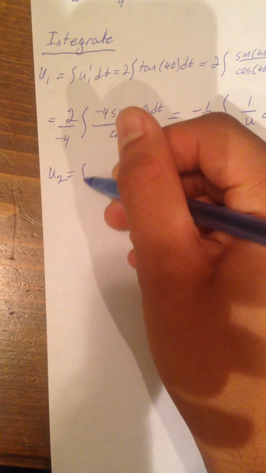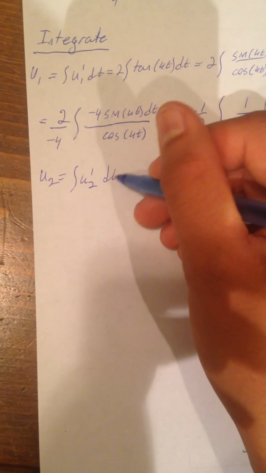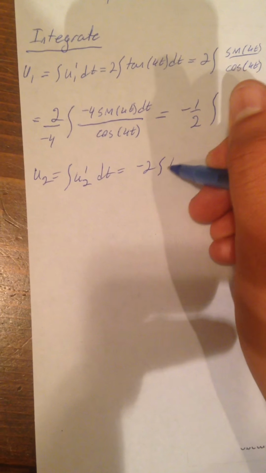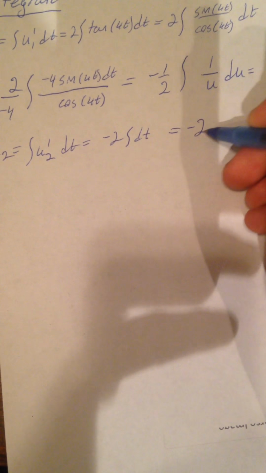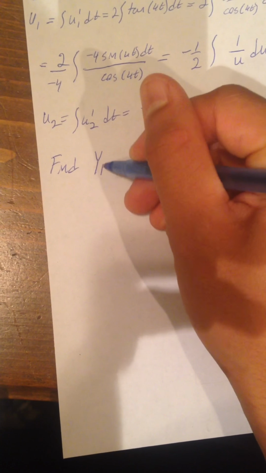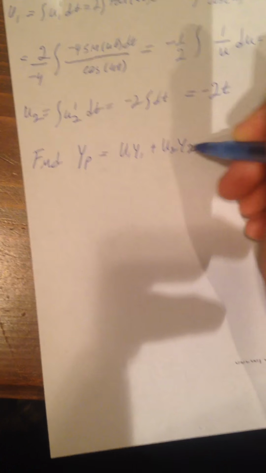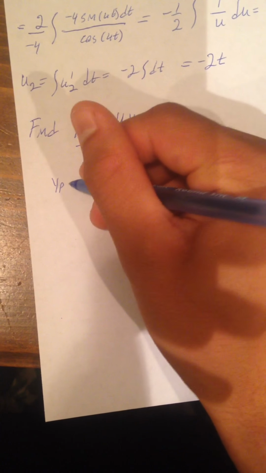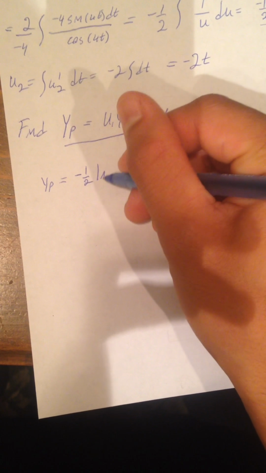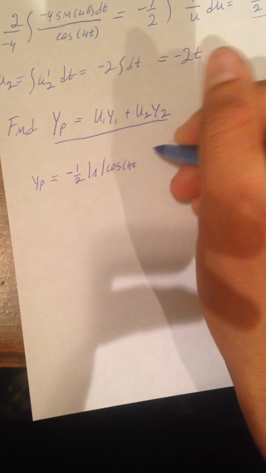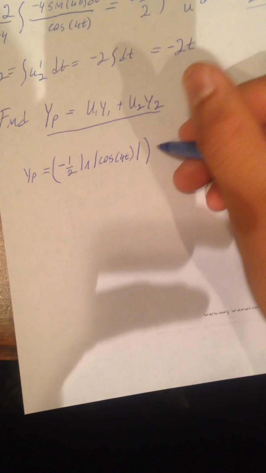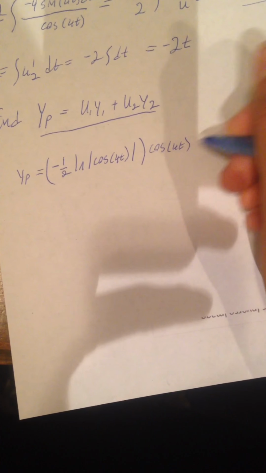Your u2 is going to equal the integral of u2 prime dt, which is going to equal negative 2 integral of dt. It's going to equal negative 2t. So now you want to find y sub p, which is u1 y1 plus u2 y2. So your y sub p is going to equal negative 1/2 ln cosine 4t times cosine of 4t plus negative 2t times sine of 4t.